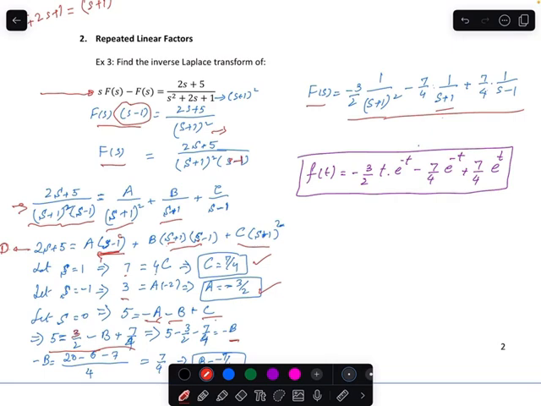This is how we do it when we have repeated linear factors, and we also saw an example when we have just linear factors and none of them repeat. Okay, I'll stop here. In the next video we will discuss what if we have quadratic factors.